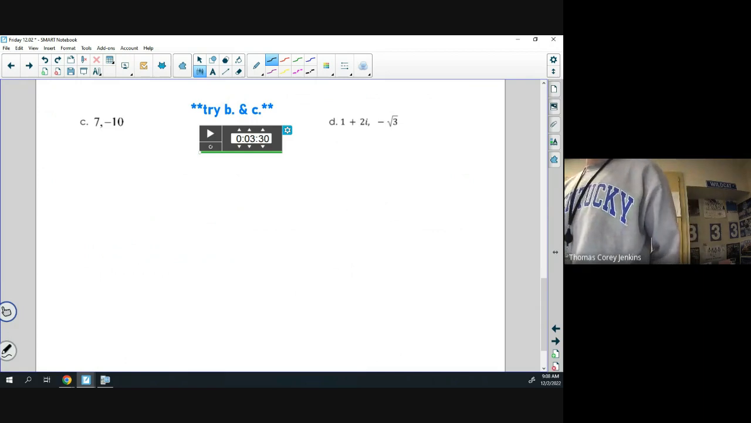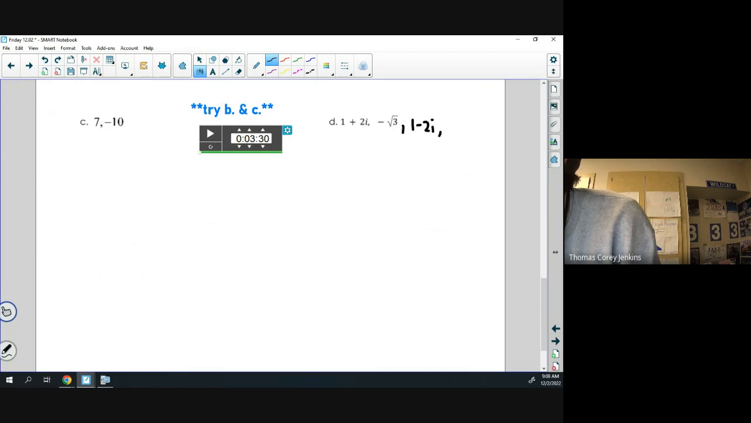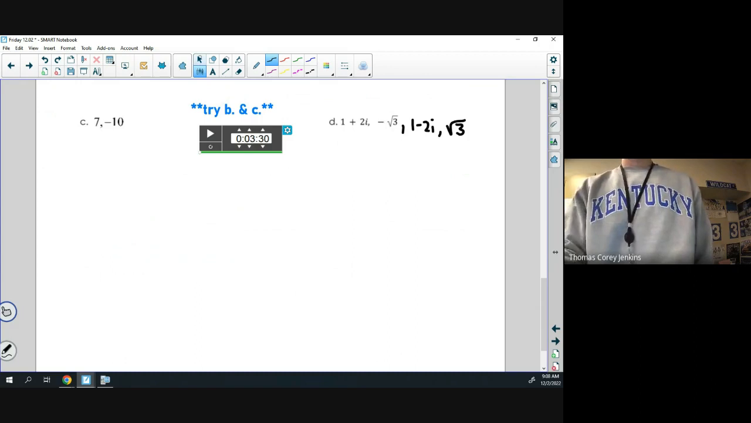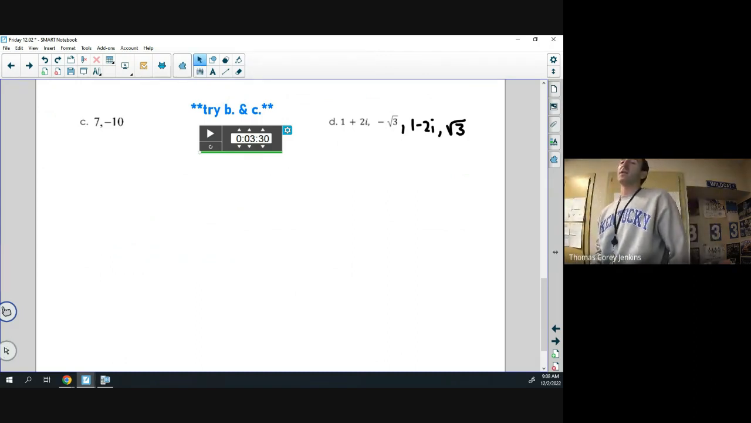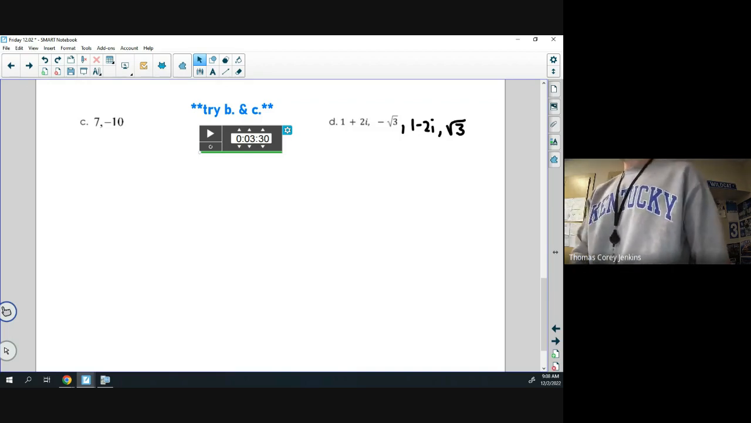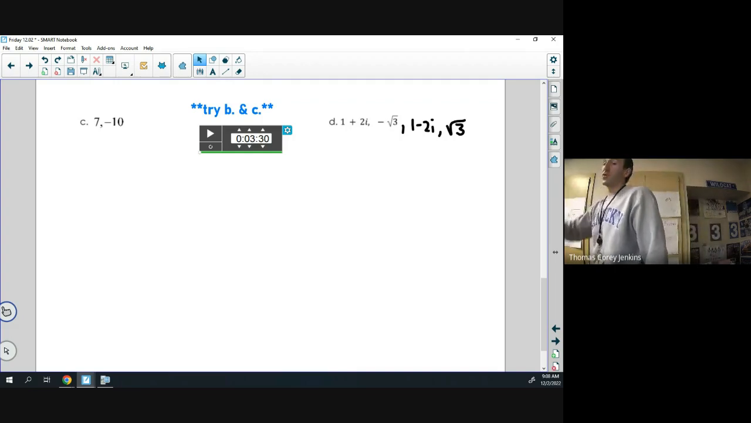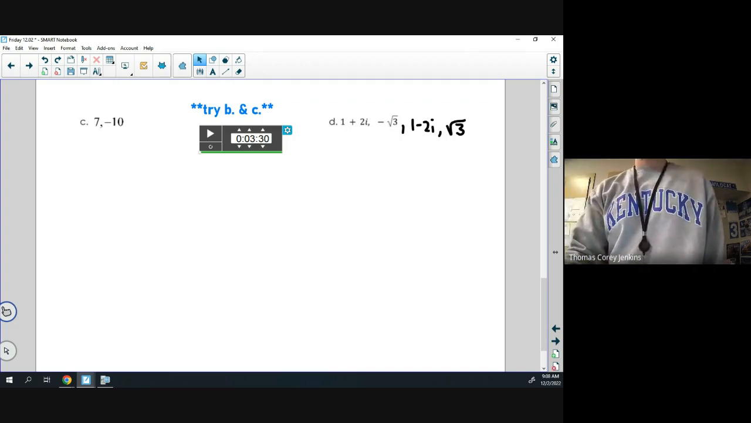All right, so if 1 plus 2i is a root, then 1 minus 2i is a root. If negative square root of 3 is a root, then positive square root of 3 is as well. So here's what I want you to do over the next few minutes. Get as far as you can. On B and C, we already kind of did what we were going to do on those. Try to work C out all the way through if you can, because that one's a little bit easier. We've already done one like that. And try to just set up the unmultiplied equation for D. All right, and then we'll kind of compare in about 3 minutes.